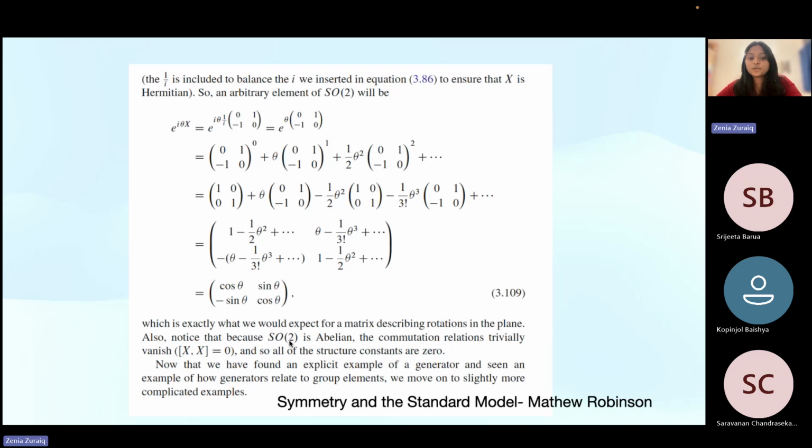Note that because SO2 is abelian, which is that for abelian groups are ones where commutation is respected, like in a rotation. Basically, if you rotate by some particular angle in a plane, and then you rotate by a second angle, it's the same if you do the second angle first and then the first angle, right?